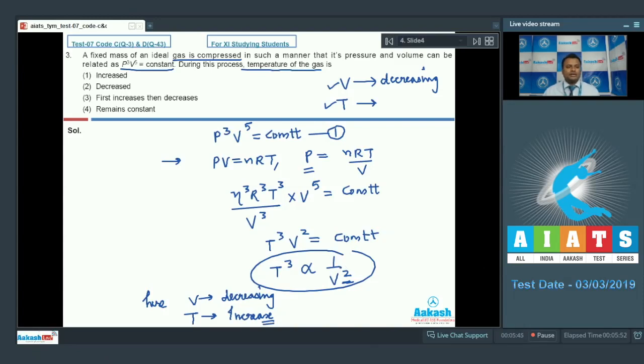After looking at the options, we can say that option number 1 is absolutely correct. So that's why we will go with option number 1. Now let us proceed to the next question, that is question number 4.